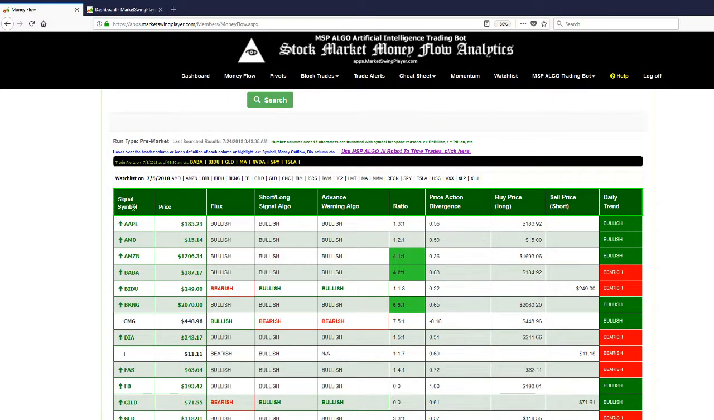We got the signal, symbol, price, flux, or the money flow, whether the money's flowing bullish or bearish. Chart signals from the charts described in how to use MSP ALGO indicators. The ratio for that stock, money in versus out, price action, the price that is being bought or sold, and what the trend is. Okay.